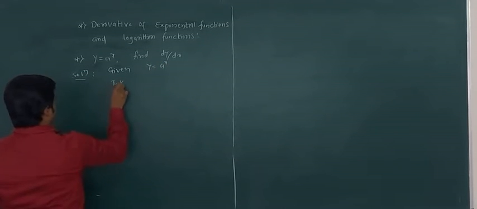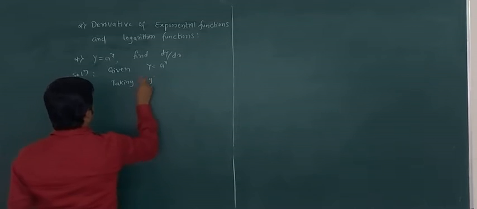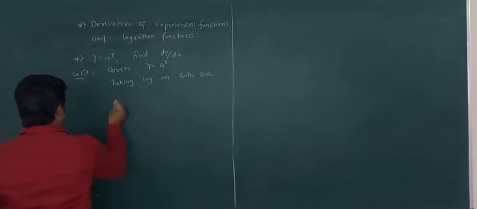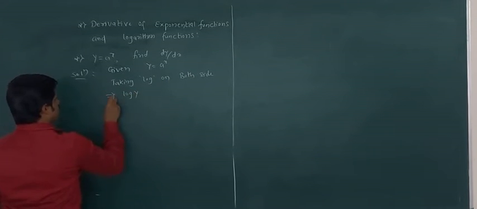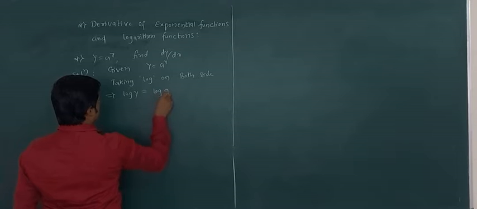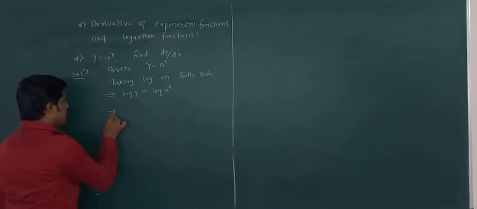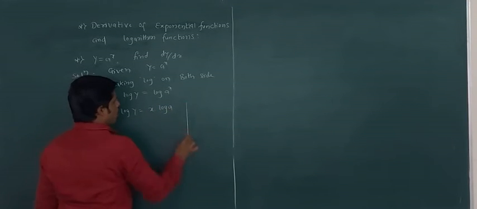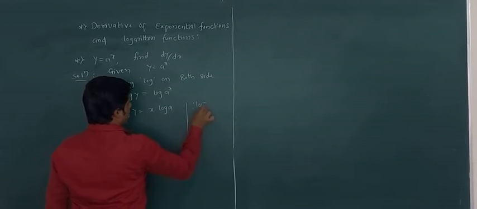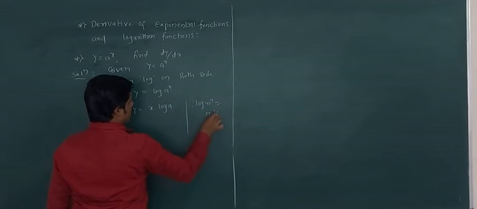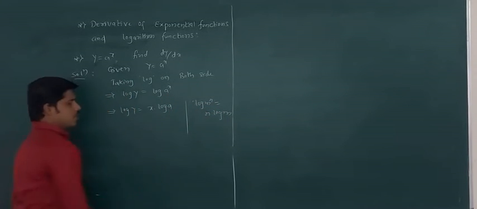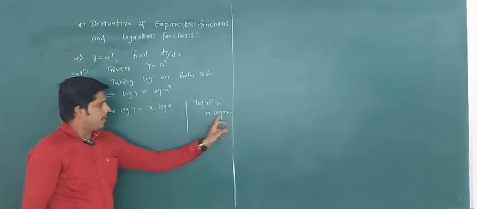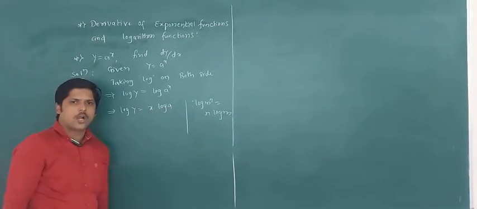Taking log on both sides, we get log y is equal to log a to the power x. This implies log y is equal to x into log a, because we know that log m to the power n is equal to n into log m. By comparing these two, in case of m we have a and in case of n we have x. So therefore n into log m becomes x into log a.